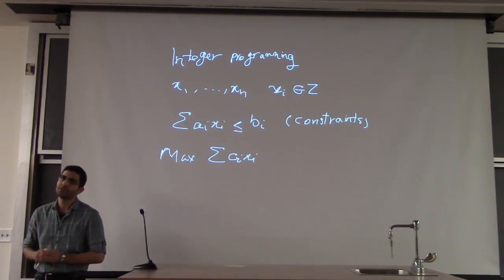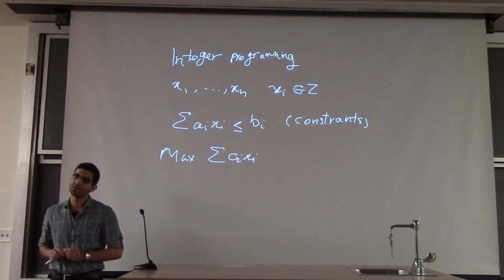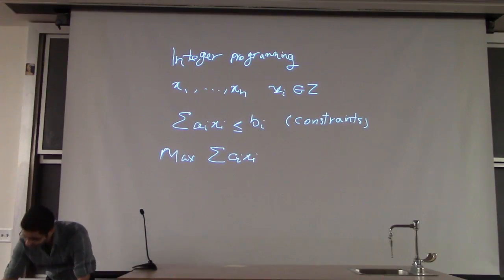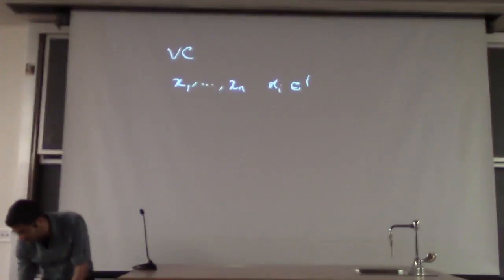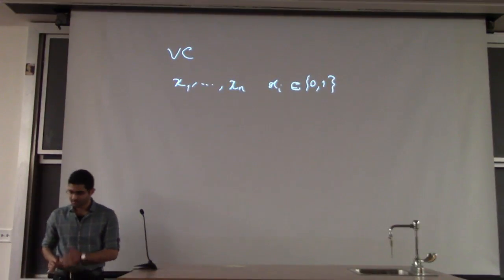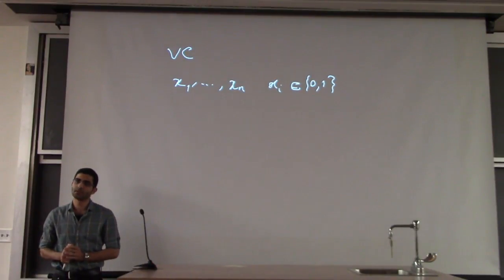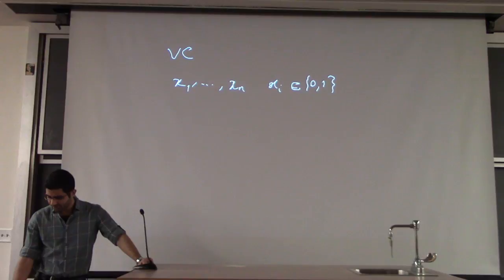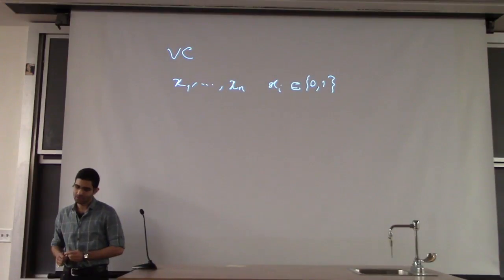So in vertex cover we have n nodes. Here we have n variables. So we represent each one of the vertices with one variable. Each one of them should be either 0 or 1. And you can see why it's like that, because we want to say whether the vertex belongs to the set or not. So if the value of the vertex is 0, it doesn't belong to S, and if it's 1, it belongs to S.